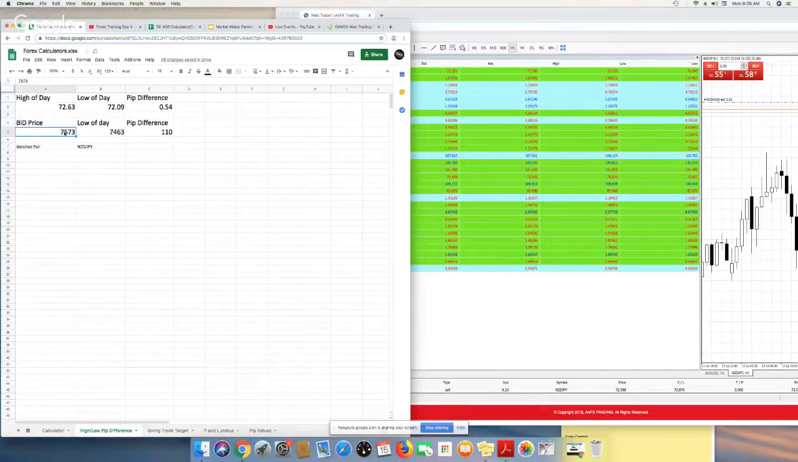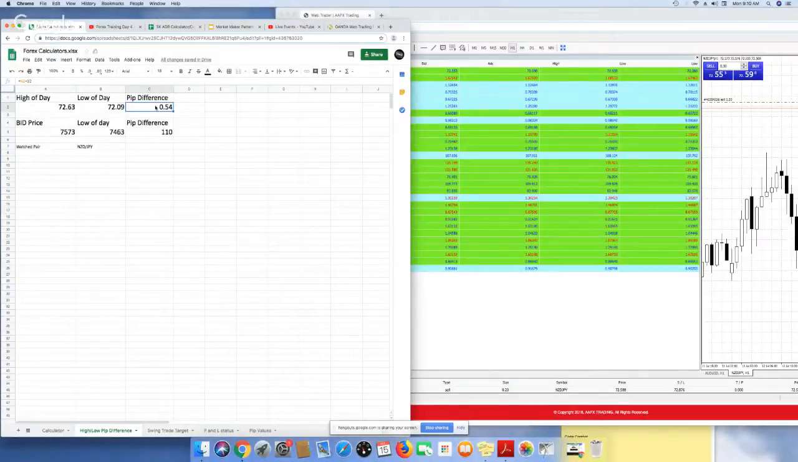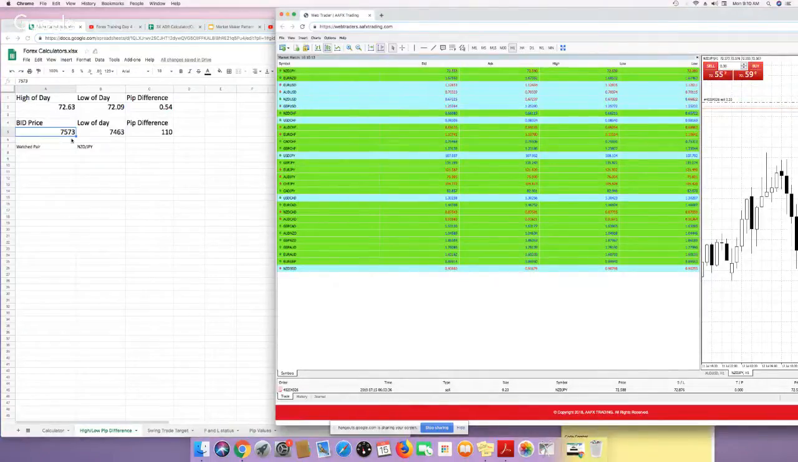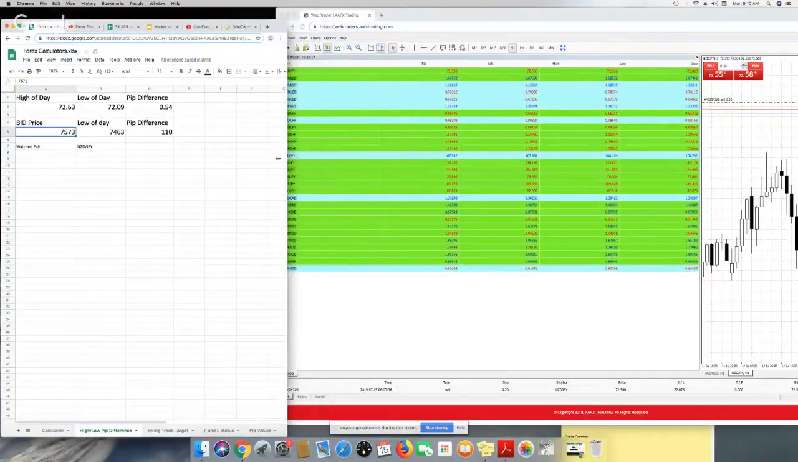And what Steve used to do is look for tight pip differences. So the bigger the pip difference, he said he would actually pass on those. So Euro New Zealand is actually kind of a wide spread with 100 pips, but at the same time, it's already been dropping. I figured it was time to reverse there. But go back here.